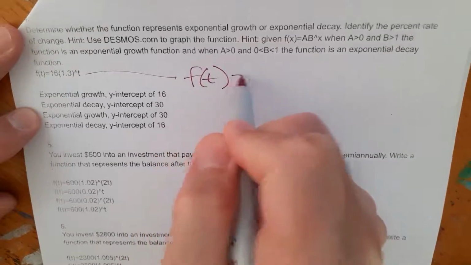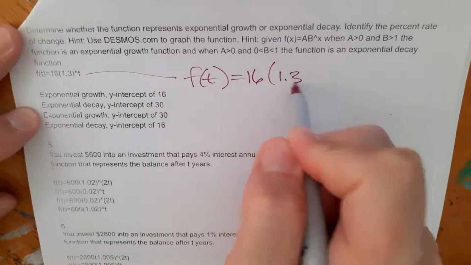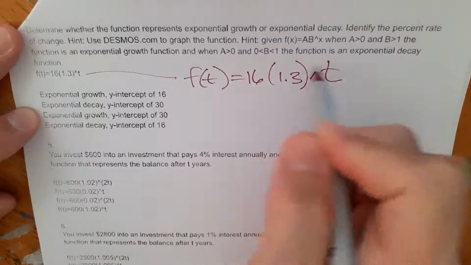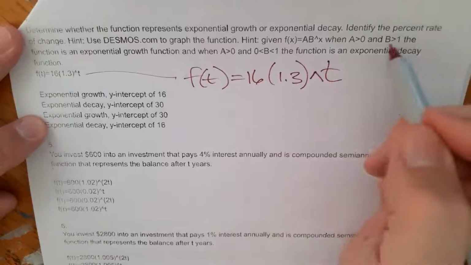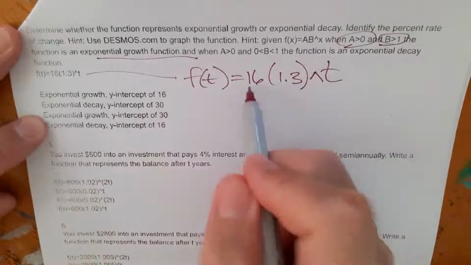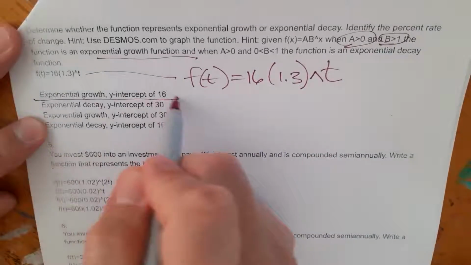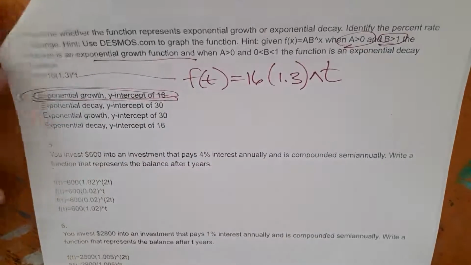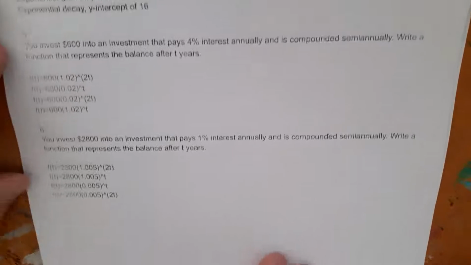f of t equals 16 times 1.3 raised to the t power. So 1.3 is greater than 1, and a is greater than 0. This is an exponential growth. Its starting point is 16. Piece of cake. And I might even skip the graphing just because I know what's going to happen.